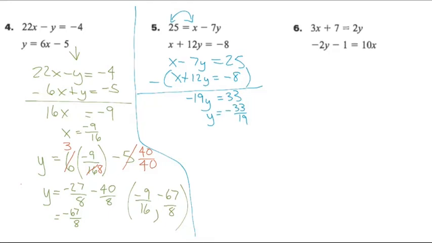I'm going to substitute that back into one of my equations, and it doesn't matter. It's going to end up with a mess anyway. I'm going to substitute it into the second equation, and that gives me x plus 12 times negative 33 nineteenths, equals negative 8. And now we have fun with our fractions.